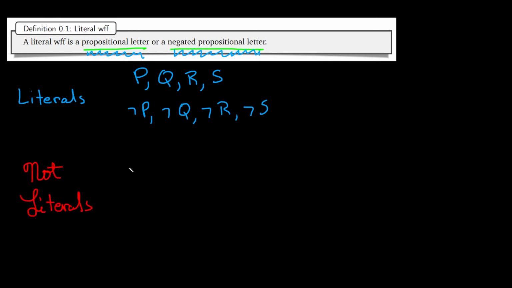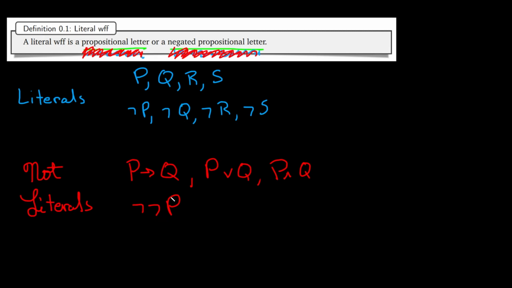Some formulas that are not literals include P right arrow Q. Notice this is not a literal because it is neither a propositional letter nor a negated propositional letter. P or Q, P and Q. And finally, not not P is also not a literal because it is not a propositional letter and it is not a negated propositional letter. This is a negation of a negated propositional letter.